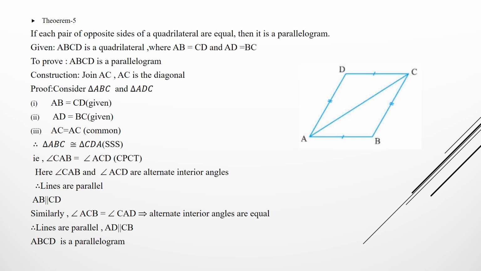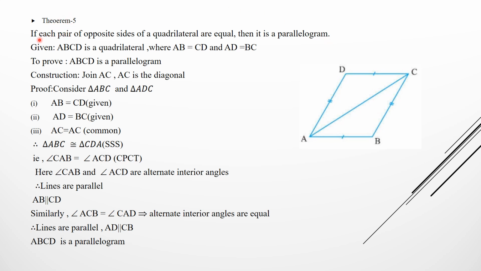Now, let us learn the reverse of all the properties. That is, if each pair of opposite sides of a quadrilateral are equal, then it is a parallelogram. We have learned the property of a parallelogram, opposite sides are equal. Now we are going to say that if opposite sides of a quadrilateral are equal, then we should prove that the quadrilateral will be a parallelogram. Let us study that as theorem number 5.